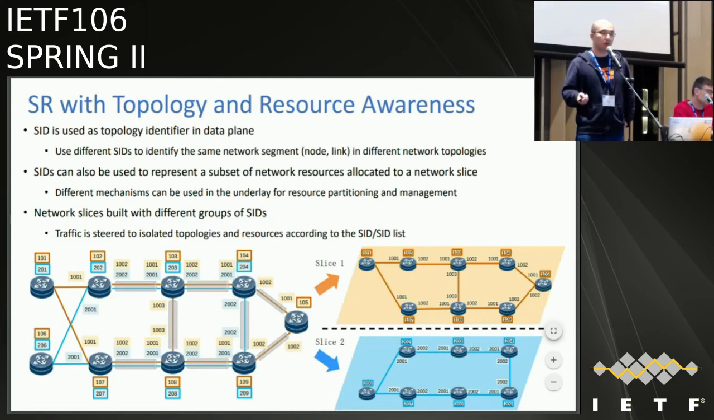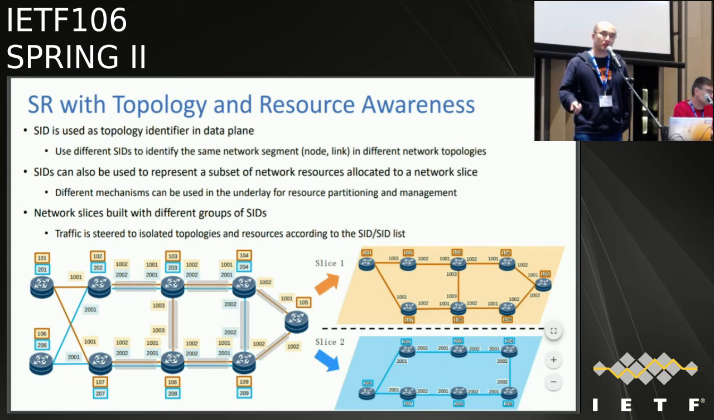Okay, here is the proposal in this draft. Basically, we introduce topology and resource information into the SID semantics. We can use the SIDs to identify the topology on the data plane. So we can use different SIDs to identify the same node or link in different network topologies. In addition, we can also use the SIDs to represent a subset of network resources allocated to a particular virtual network or network slice. We see the SID as an abstraction of the different mechanisms in the underlay to provide guaranteed resource isolation and guaranteed performance. So it's a good abstraction of different mechanisms in the underlay.